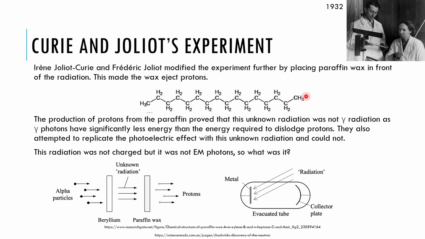Another experiment that they did with the unknown radiation was to irradiate a piece of metal in a photoelectric effect setup. And what they noticed was that they couldn't replicate the photoelectric effect with the unknown radiation either, further suggesting that this radiation was not light, as gamma radiation should have had well enough energy to dislodge electrons. So from these experiments, they were able to get closer to the identity of this unknown radiation, the neutron. They knew it wasn't charged, which was correct. They knew it wasn't electromagnetic photons, which was correct. But at this stage, they still just didn't know what it was.